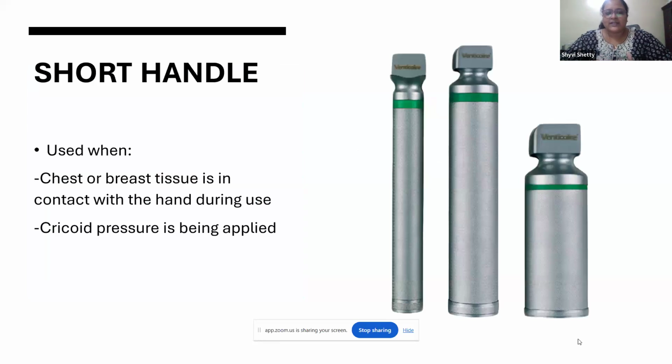There are three types of handles. One is the short handle, pencil handle, and the normal handle. If you see in the picture, on the left side, you have a pencil handle which is sleeker. This can be used in the pediatric age group. The middle one is a normal laryngoscopic handle, which we commonly come across. And on the right hand side, we have a short handle. Now, this short handle can be used when the chest or breast tissue is in contact with the hand during the use of the laryngoscope, as in the cases of obese patients or in pregnancy where the breast tissue can come in contact.